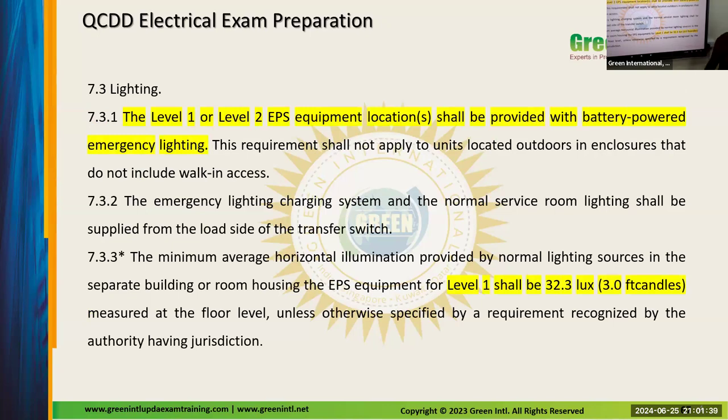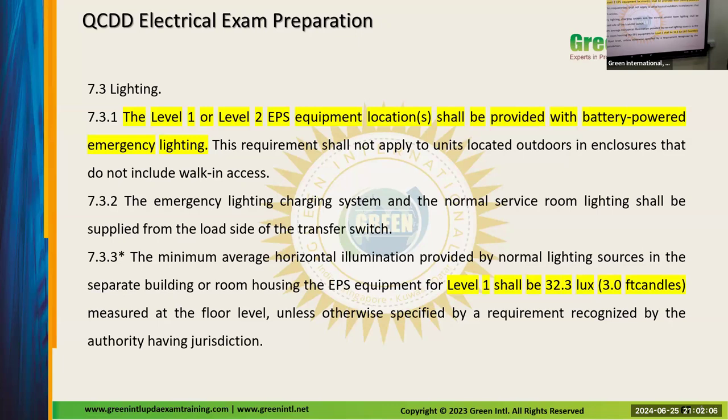So this question is frequently asked in that exam; you may find the answer here and in 101 also. 3-foot candle. For level 1 and level 2, EPS equipment locations shall be provided with battery-powered emergency light.